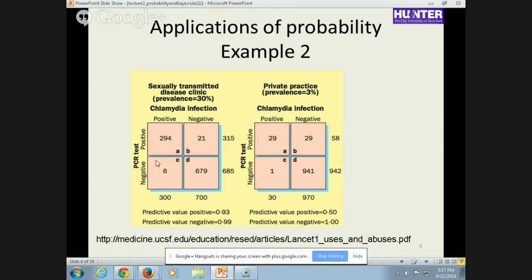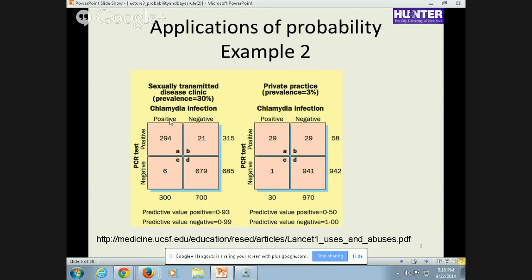And this test is predefined. You run your sample through a machine. It gives you a measurement. If it's above a certain threshold, you decide that that's a positive test, and if it's below that threshold, you decide that it's a negative test. That's independent of the clinic.